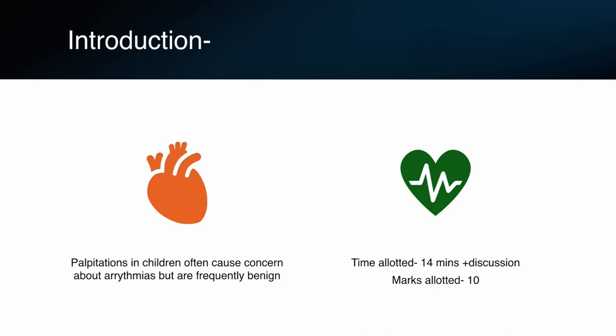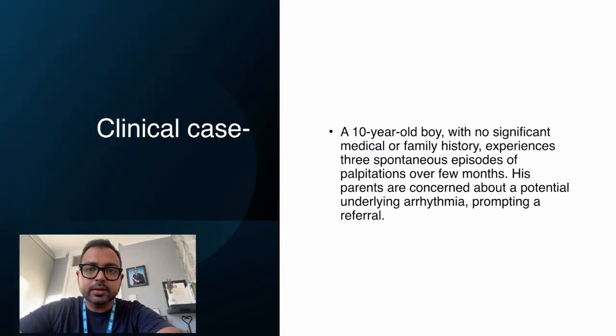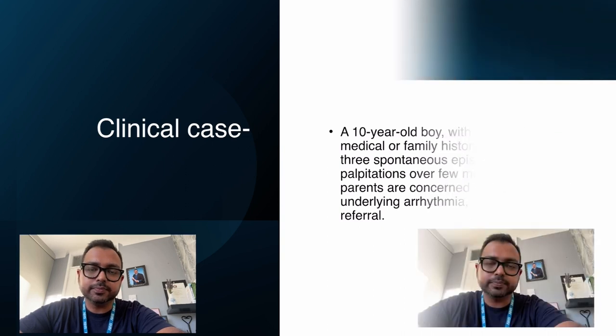Total time allotted in history station is 14 minutes, and for discussion another 10 minutes. Marks allotted 10. Now let's discuss a clinical case. A 10-year-old boy with no significant family or medical history experiences 3 spontaneous episodes of palpitation over a few months. His parents are concerned about potential underlying arrhythmia, prompting a referral.